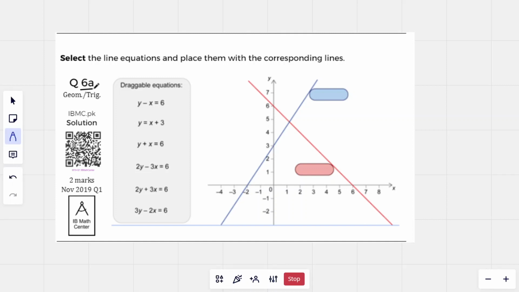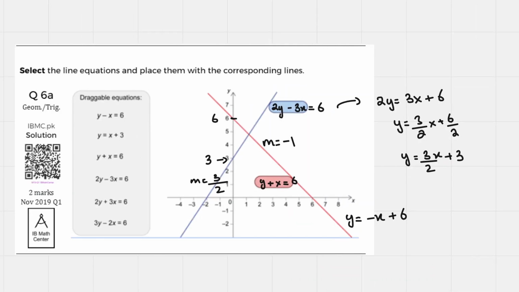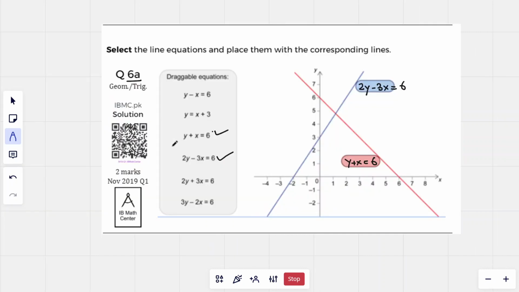This is question number 6, part A of the Geometry and Trigonometry booklet. For those who are here for the answer to this question, the equation for the blue line is 2y minus 3x equals 6, and for the red line, it is y plus x equals 6. For those who like to look at the solution, 2y minus 3x equals 6, y plus x equals 6. Feel free to pause the video here.